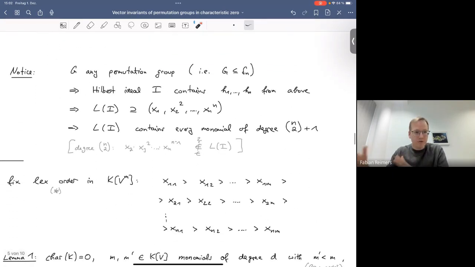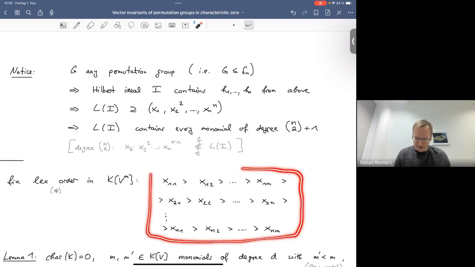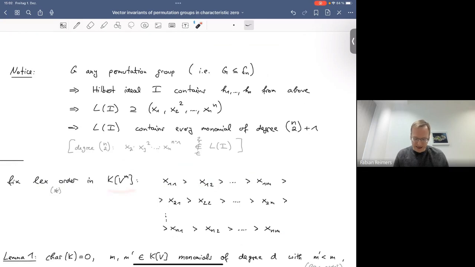And we want to go to vector invariance. So let's fix a lexicographical order on the corresponding coordinate ring for the vector invariance. We just say that the first variable should be always larger. So remember, this is the first coordinate function on the second copy of our vector space and so on, right? So this is one way to fix a lexicographical order here on KVM.